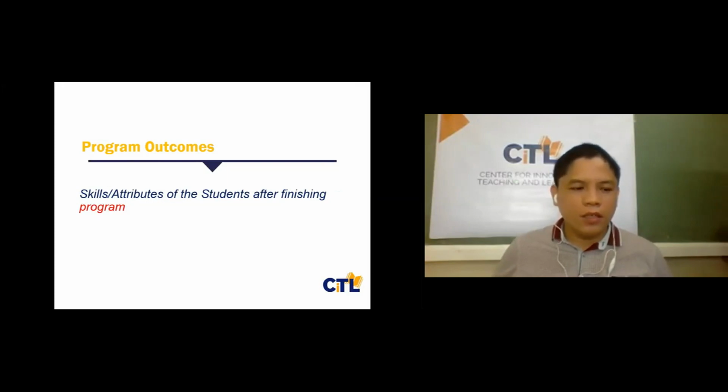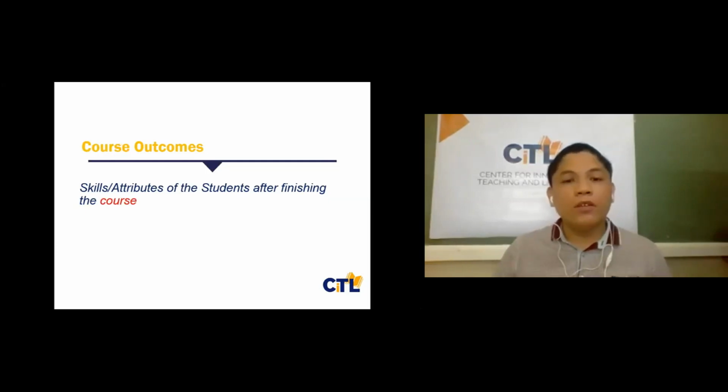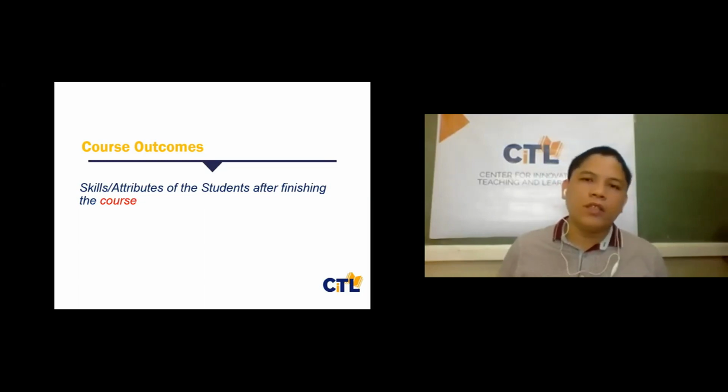It's skills that we have designed, that these skills are important for them to face the reality. We see that when they graduate, they are prepared for the industry because they have these skills and attributes. So meaning students from the university, from your program, you see that they are prepared. And the course outcomes are the skills and attributes of the students after finishing the course. Meaning when they finish a particular course, example, a subject, and we know that in our courses that we are teaching.